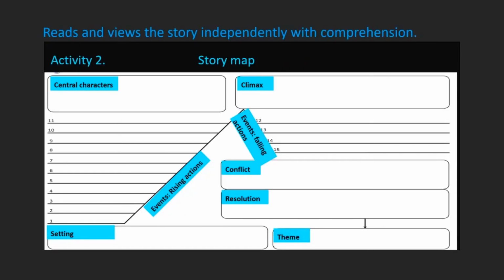Here is the story map you have to fill related to the story. You can copy this down to a paper and try to fill it and produce it to your English teacher.